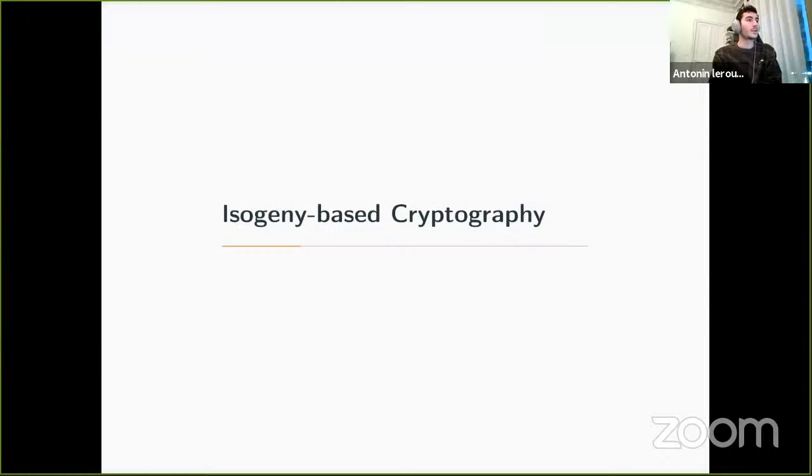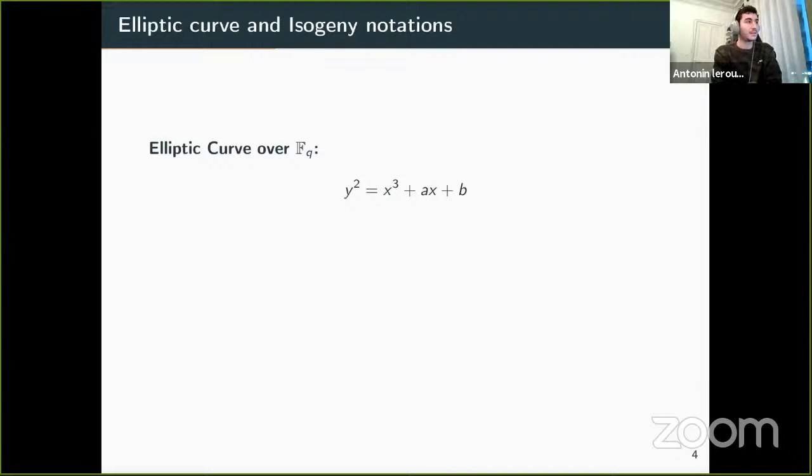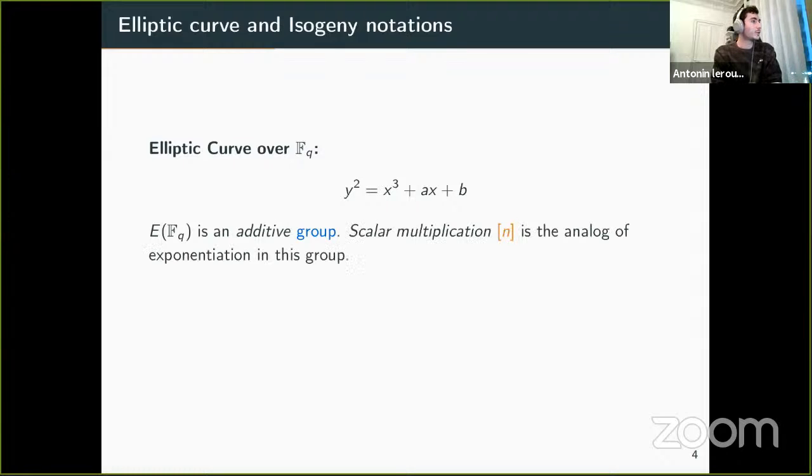Now let's take a quick time to introduce some of the notions in isogeny-based cryptography. Our starting point is elliptic curves over a finite field, which are the set of elements verifying this equation. If we look at this set, then we actually obtain an additive group. In this additive group, we have scalar multiplication, which is the analog of exponentiation. Then an isogeny is a morphism between elliptic curves, and by morphism, I mean something that preserves this group law between elliptic curves. A very important feature of an isogeny is its degree, which in our case is always going to be the size of its kernel.